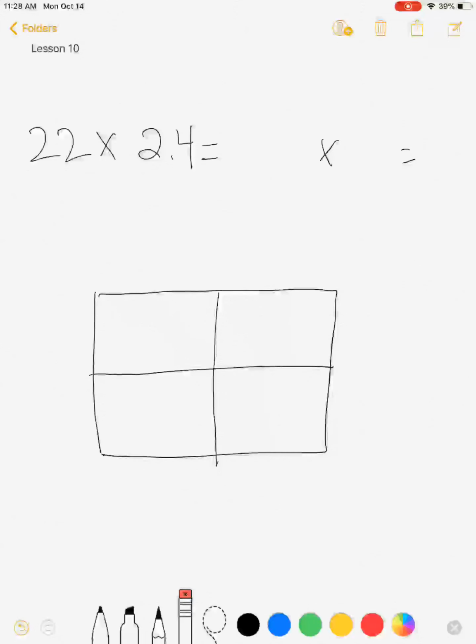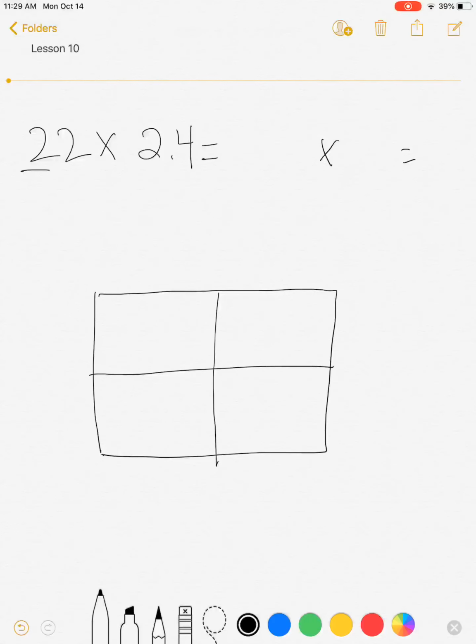So we are doing things we've already done before. We've estimated, we've used area models, we've used the standard algorithm, and we have checked for reasonableness. So we're just doing more of that. And we're going to start with our factor 22 times 2 4/10.